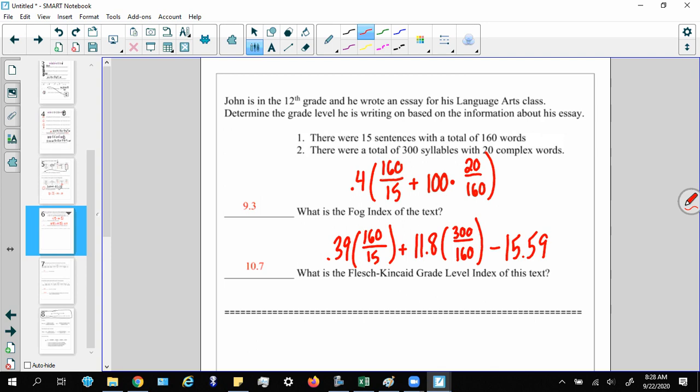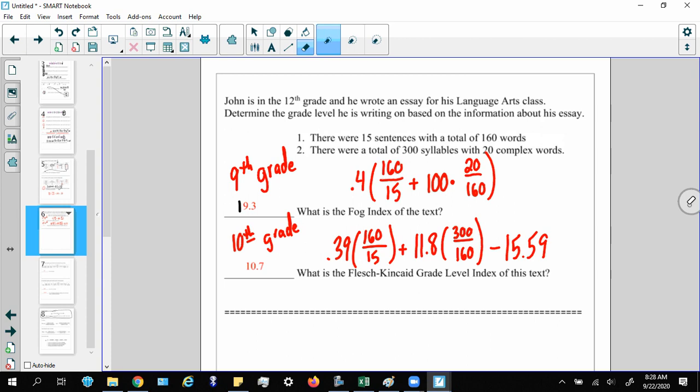So the Fog Index says this is basically ninth grade. Flesch-Kincaid is basically 10th grade. Remember that these answers may not always be the same, but they should be in the vicinity. I've said this several times, but let's say for the Fog Index, you got like 19.3. So 19.3 to 10.7, that's too much of a variation. So it's going to be similar, but not the same.